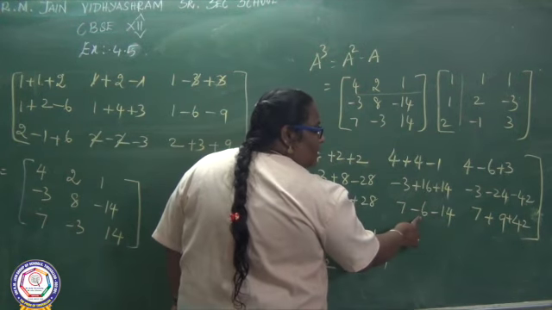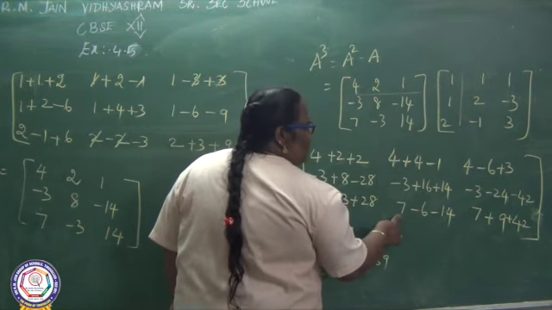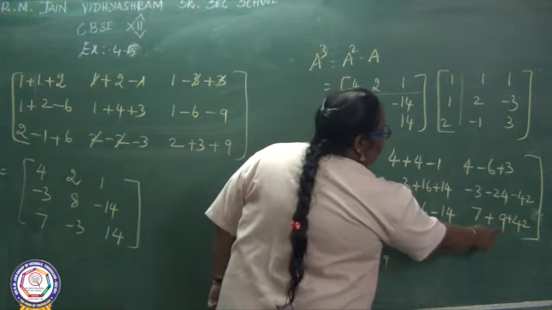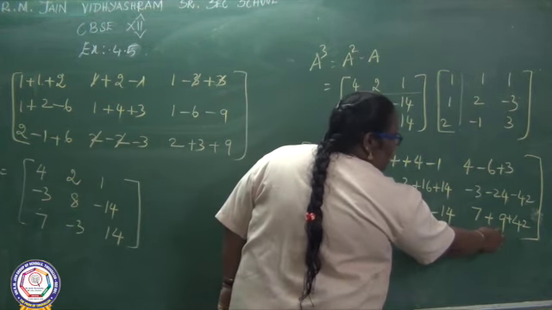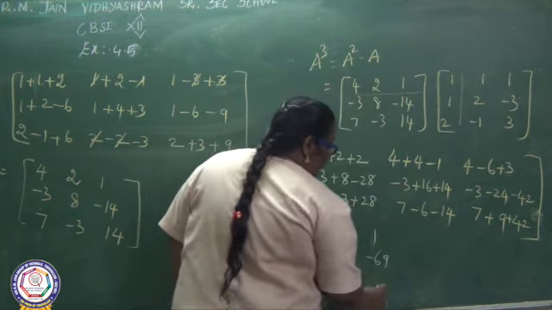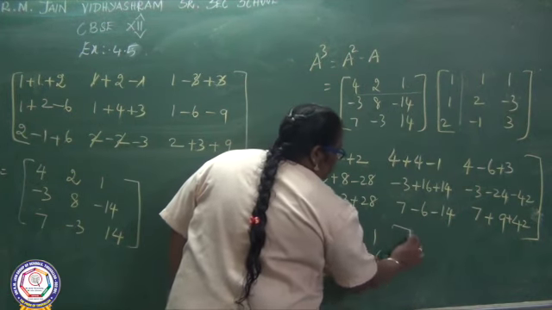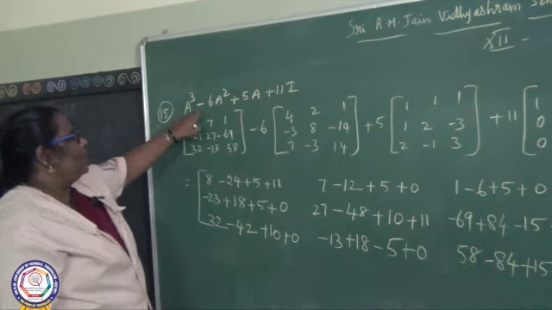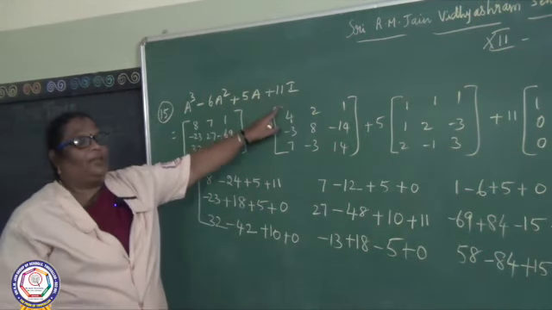Minus 14, minus 6, minus 20. Minus 27 is minus 13. 7, 42 plus 9, 51. 51 plus 7, 58. Yeah, we see here A cube minus 6A square plus 5A plus 11I.